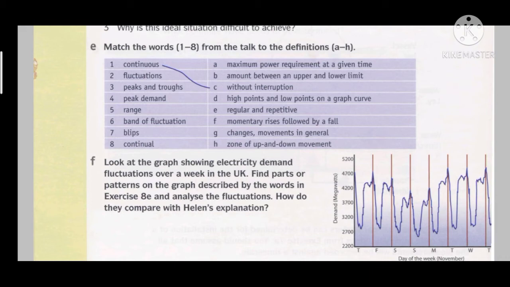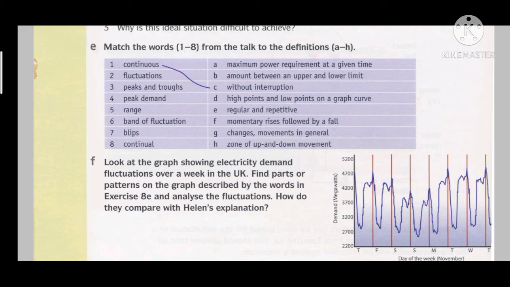الحتة بقى اللي على بعضها دي فيها fluctuation بس قبلها منتظم وبعدها منتظم، we call it band of fluctuation. قبلها منتظم بعدها منتظم. So it's a zone of up and down movement. منطقة من القاع والقمة، القاع والقمة. This is the band of fluctuation.